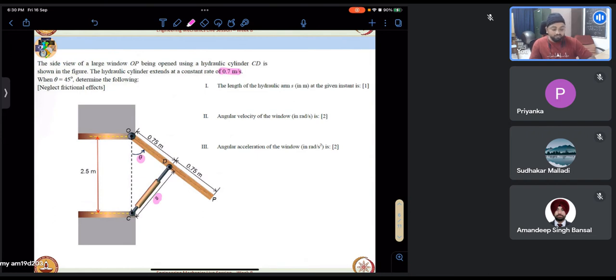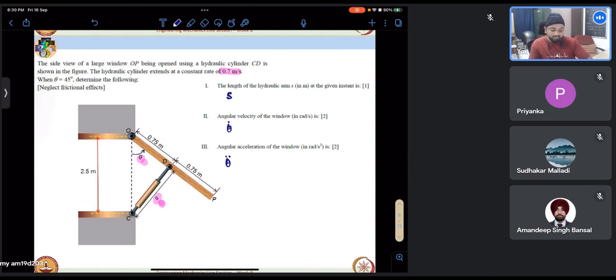When theta is 45 degrees, what will be the length of the hydraulic arm S at this given instant is what is asked. And then we are supposed to calculate the angular velocity of the window in radians per second, which is nothing but theta dot. The angular acceleration of the window is theta double dot. So essentially these three quantities we have been asked to calculate. So let us see how to go about this.